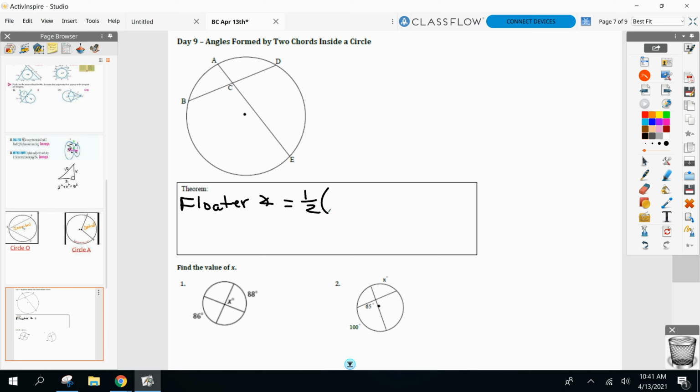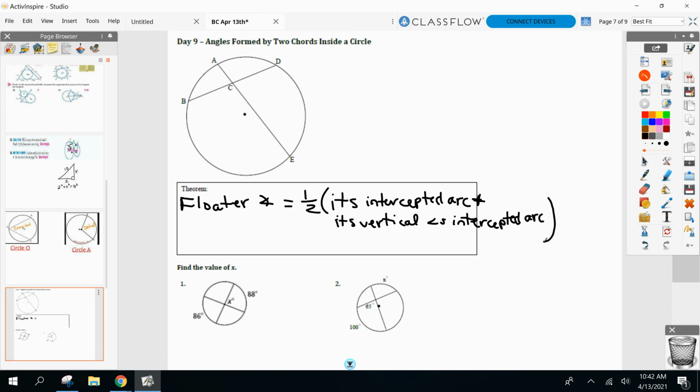of its intercepted arc. So whatever arc belongs to the floater angle, its intercepted arc, plus, add to it its vertical angle's intercepted arc. Okay, so you're going to take the arc formed by the floater angle, add it to its vertical angle's arc, and then cut it in half.